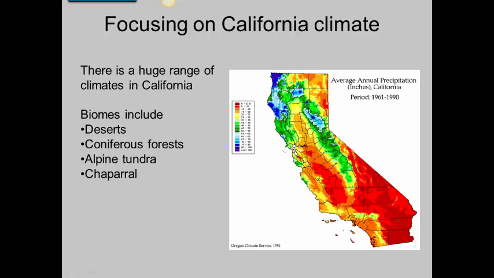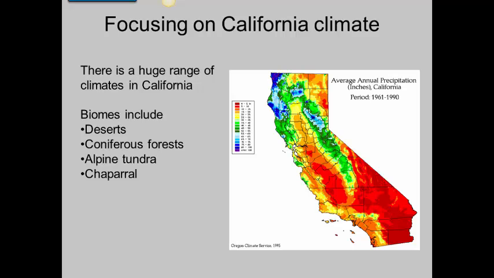This map shows precipitation grading from really low, the red is 0 to 5 inches, to really high. Over 100 inches of precipitation is purple, which we see in the far northwestern corner of California. The climates are diverse, and as a result, it's no surprise that there's a huge diversity in the biomes that we see in the state of California.